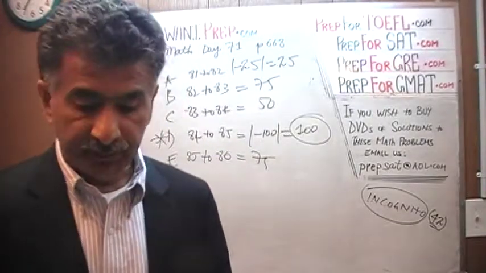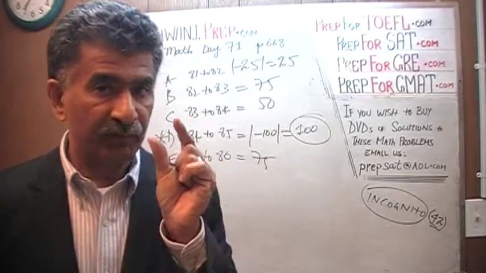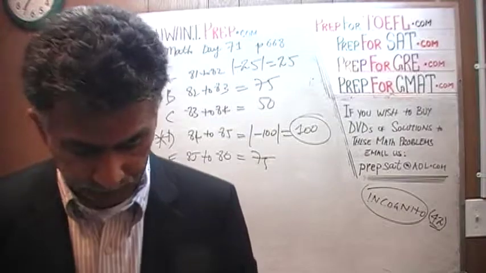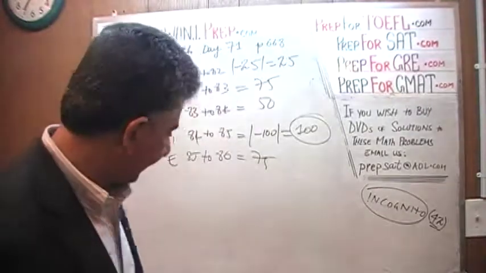The answer is 100, despite the fact that the actual difference in the two prices is a negative number. That's what you have to understand here. The answer is D. That's it.